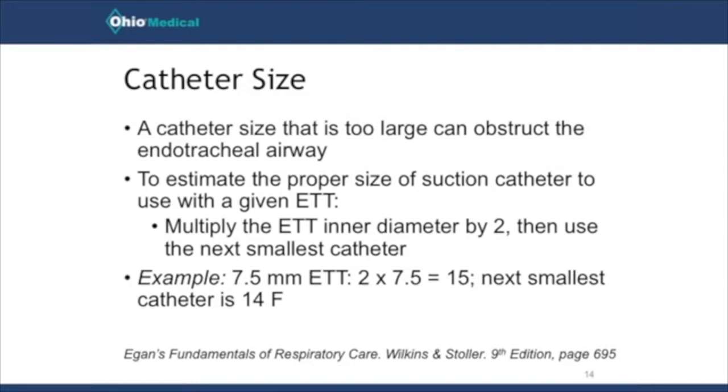So for example, if I had a patient that was intubated with a 7.5 inner diameter endotracheal tube, I would multiply that by 2, so that would be 15, and then I would use the next smallest size. So a 14 French catheter would be acceptable for a 7.5 tube. But as you go smaller down in tube size, for example, if I had a patient intubated with a 7.0 endotracheal tube, a 14 French catheter would be too large in diameter, so I would need to use the next smallest size, which is a 12 French.